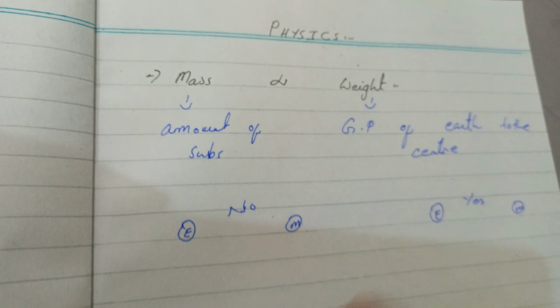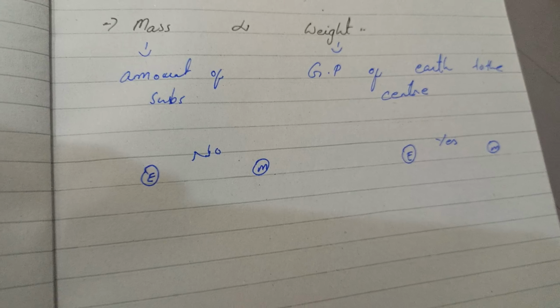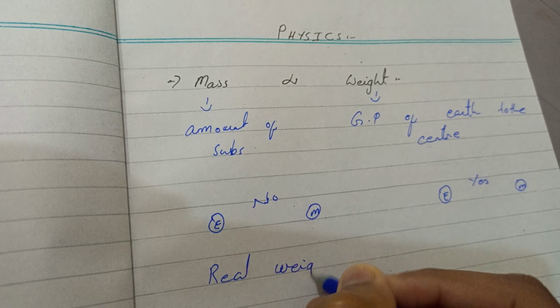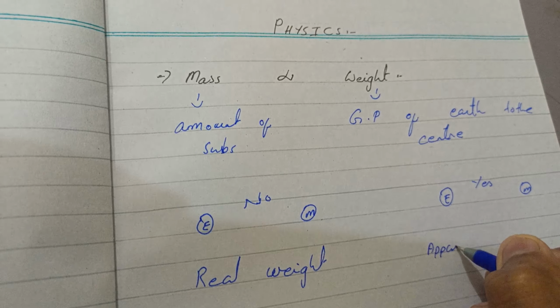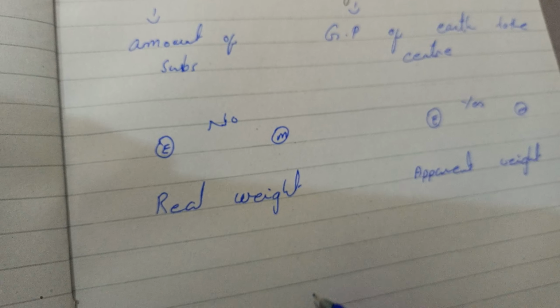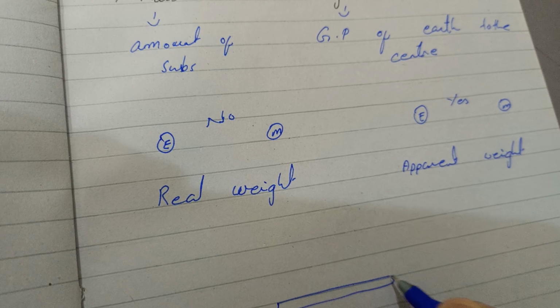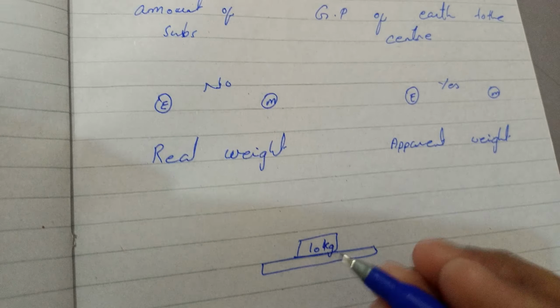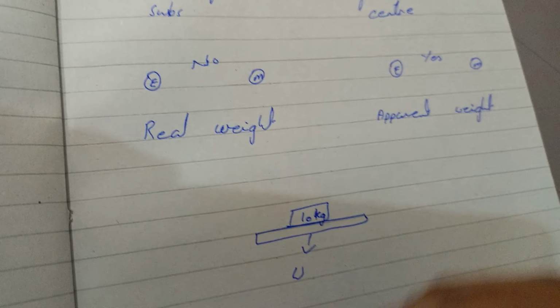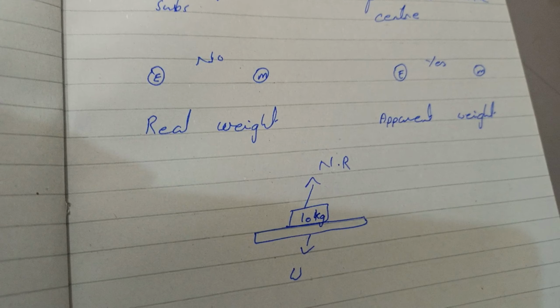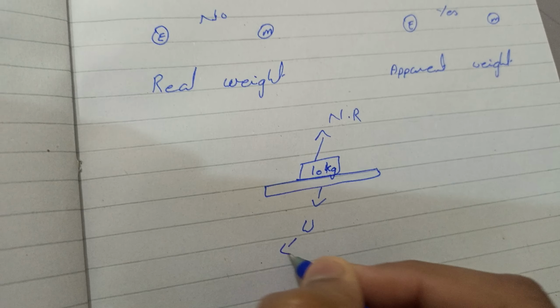Now before studying the problems, we need to understand what real weight and apparent weight are. So we need to write here first real weight and apparent weight. All right. For example, if I have a surface here and on the surface we have an object of 10 kg. We know that there are two forces which act upon the body. The first force is weight, downwards, and the second force is the normal reaction, which is always upward. All right, means there is a net force.